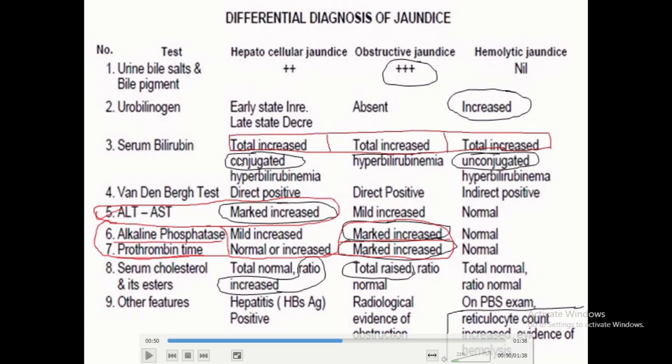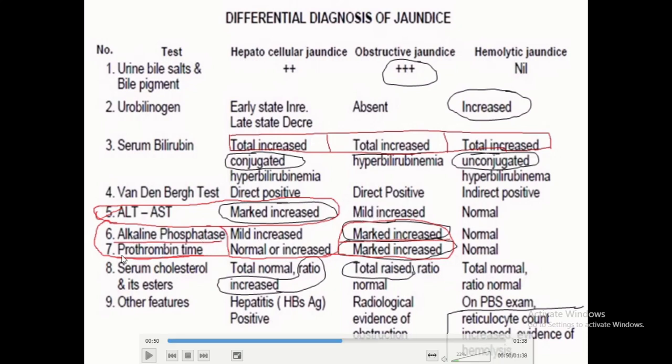Serum total bilirubin is increased in all three types, but in prehepatic or hemolytic type, there is an increase in unconjugated bilirubin. Plus, on peripheral smear, you may find evidence of hemolysis, and reticulocyte count may be increased. Now, the features of hepatocellular and obstructive jaundice may overlap, but in case of hepatocellular jaundice, AST and ALT are markedly increased, while in case of obstructive, there is a mild increase.